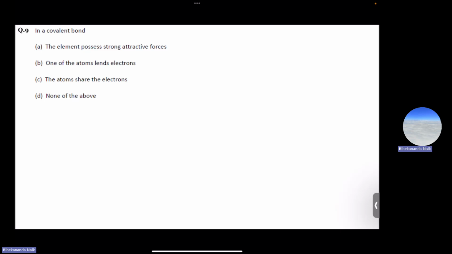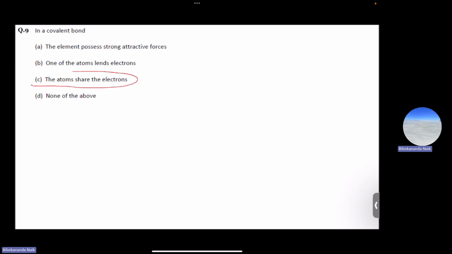So if you talk about a covalent bond, when two atoms share their electrons, a covalent bond is formed. So the two atoms that are covalently bonded with each other contribute at least one electron to the bond, and it is shared, and the shared electron may be considered to be belonging to both the atoms. So the correct option will be option C.